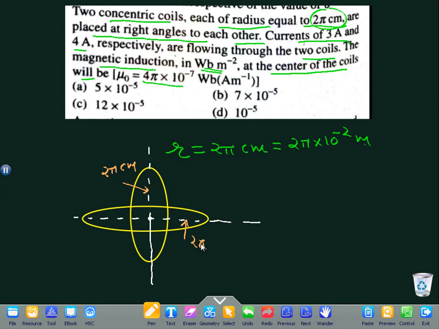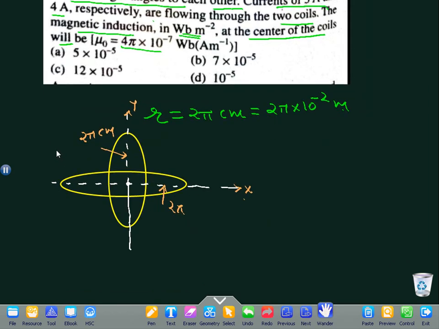So if we determine the magnetic field, this direction is x, this direction is y. So we consider the coil which is lying on the x-axis and the magnetic field produced by it is considered as Bx, and the coil which is lying on the y-axis, its magnetic field is considered as By. So Bx is the magnetic field of the coil which is lying on the x-axis. It is given by mu naught I1 upon 2r.